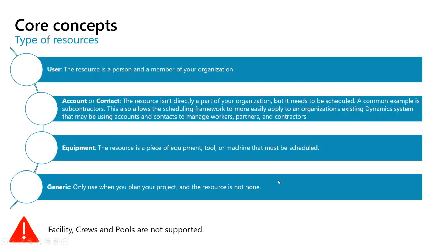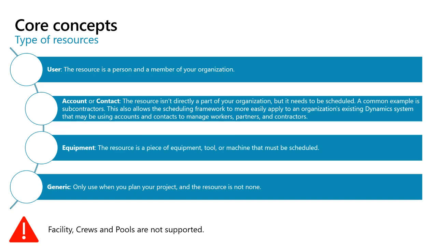So now we can jump to the types of resources. You have five types of resources. First, users: typically it's a person in your organization that you need to plan for your project. Then you have account and contact, where it's not a person of your organization, but you need to schedule it on your project. So it's typically a subcontractor. Then you have the equipment.